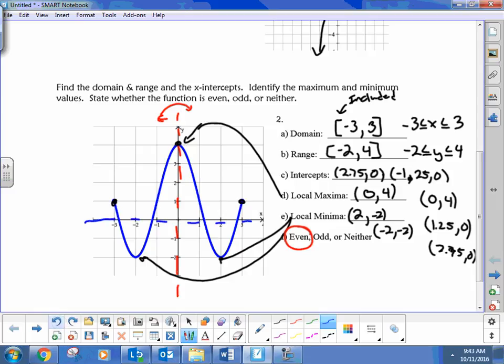And then after that, you flip again over the x-axis, and if you have a match, then it's odd. Okay, I said that verbally. Maybe you have to rewind it. And if it doesn't do either one, then it's neither.